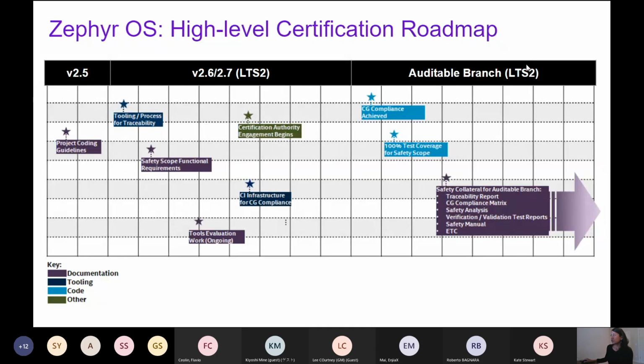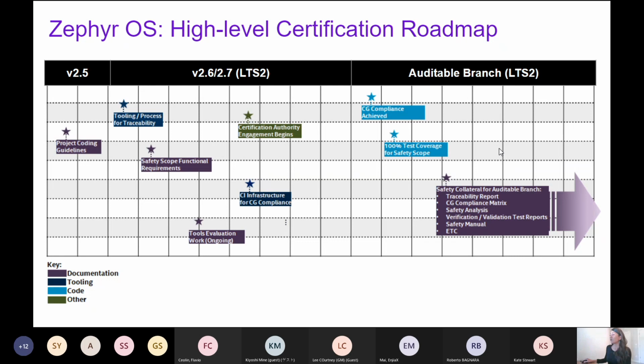So by the time we reach LTS2, which is fall of this year, we plan to, when it makes sense, branch off and have that branch on our limited scope be our auditable code base. And this is the branch where we will achieve 100% coding guideline compliance, 100% test case coverage, etc.